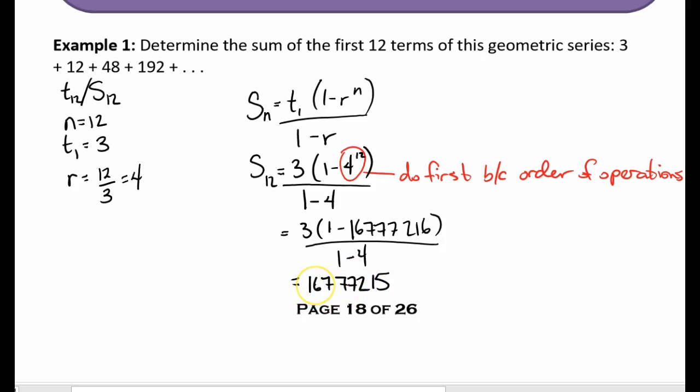Okay, so 16,777,215. But it makes sense that we would have a really big number because these values, this is again going back to the different kinds of geometric sequences that we can have. This is definitely diverging. Okay, it's becoming wider and wider gaps between each consecutive term. So it's getting bigger and bigger. So I should expect a relatively large number for my sum.